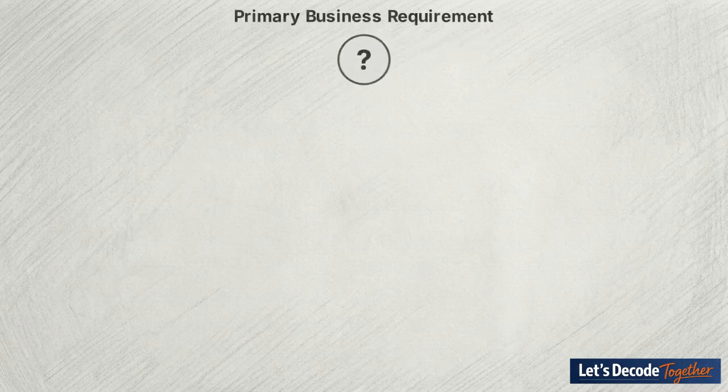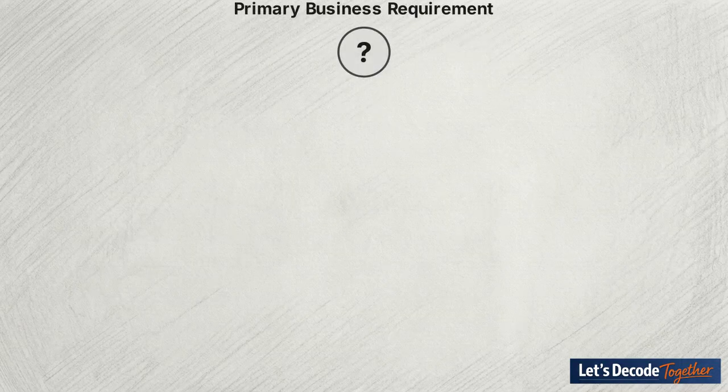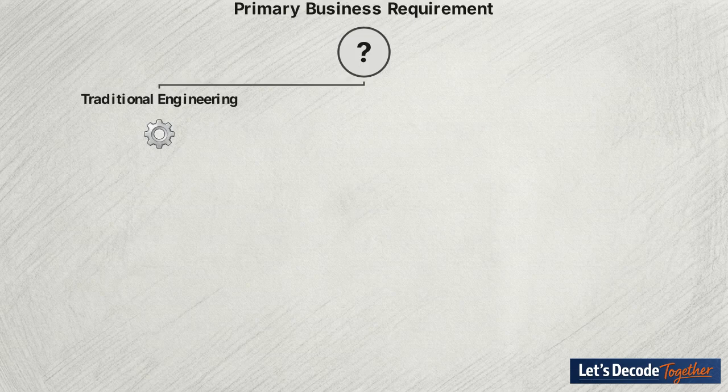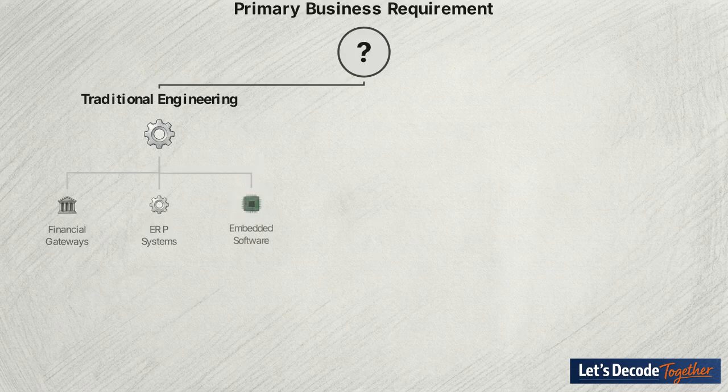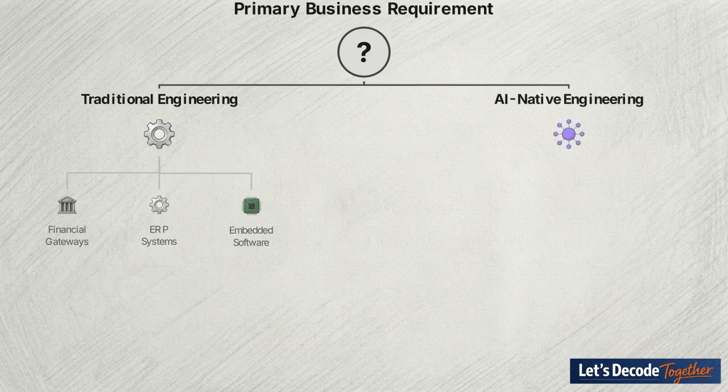We can use a simple decision tree to determine which path a specific feature requires, starting with the primary business requirement. If the feature requires strict rules and absolute compliance, it follows the path to traditional engineering. Financial gateways, ERP systems, and embedded software belong here because they operate in environments where the tolerance for error is zero. If the feature deals with unstructured data, human language, or complex patterns, it moves toward AI-native engineering. Recommendation engines and customer service chatbots thrive on this path because they require constant adaptive learning.